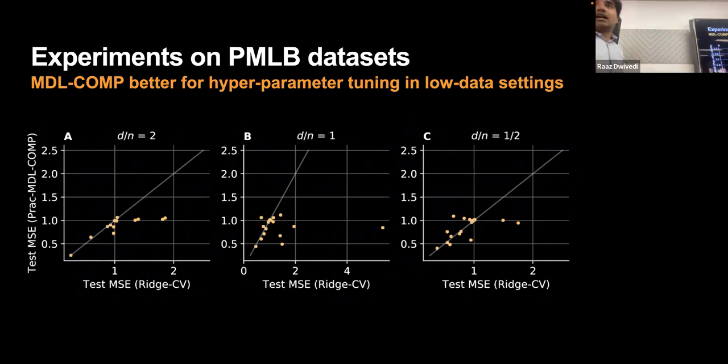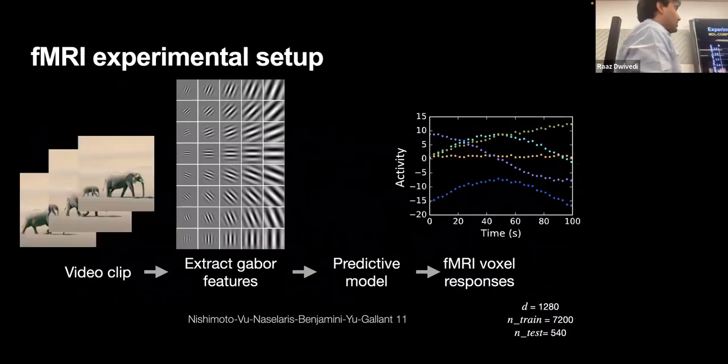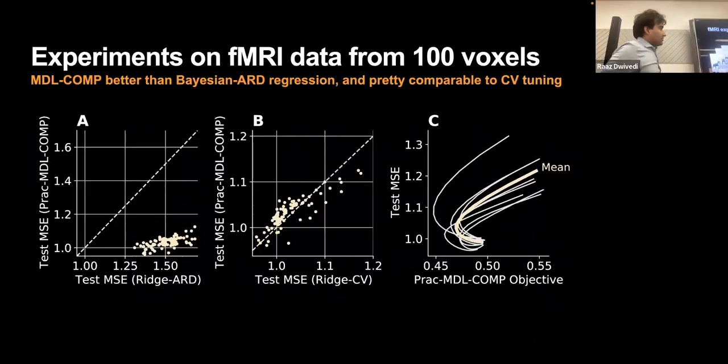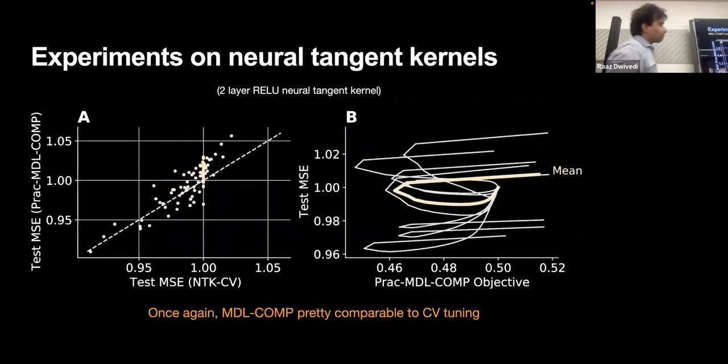while saving computational resources. And then we also tried it on some fMRI data set and compared it with some other baselines that try to induce sparsity. And we found that in this data set, we beat Bayesian ARD regression tuning quite a bit, and are slightly worse than cross-validation, but not too bad.